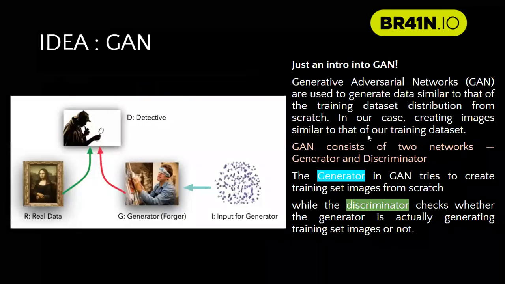So what exactly is a GAN? A GAN is used to generate data similar to the training data set distribution from scratch. In our case, we are creating images similar to those of our training data set. In a GAN, we have two things: a generator and a discriminator. The generator tries to create a training set image from scratch, while the discriminator checks whether the generator is actually generating a training set image or not.